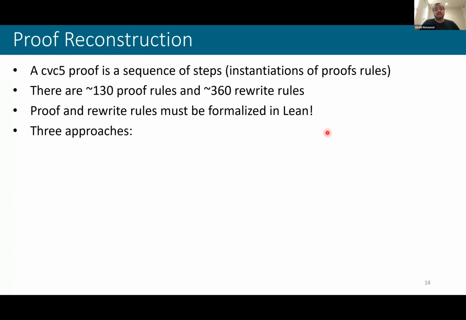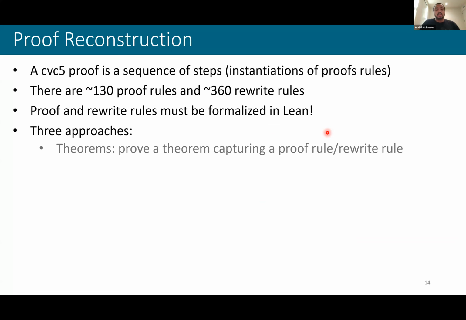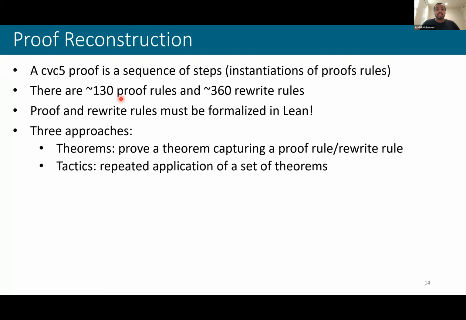We generally follow three approaches for that. The first approach is we write a theorem corresponding to the proof rule. That's the simplest approach. Another approach is to use a tactic that applies a set of theorems multiple times. However, that tactic only corresponds again to just a single rule. And then the third approach is to use reflection. We generally use this for normalization steps, where explaining the proof to Lean is harder than just doing the normalization and proving the correctness of that normalization.